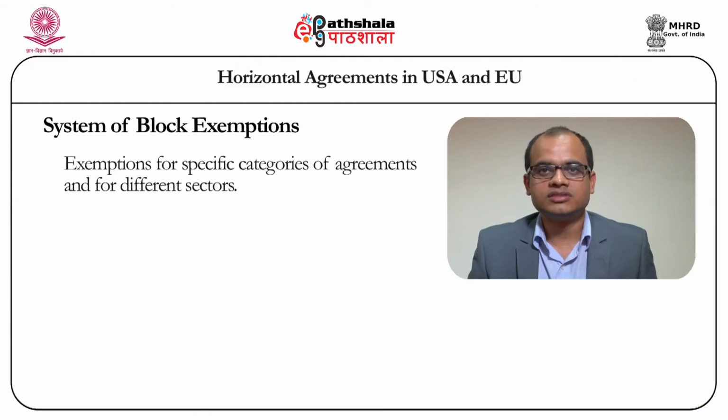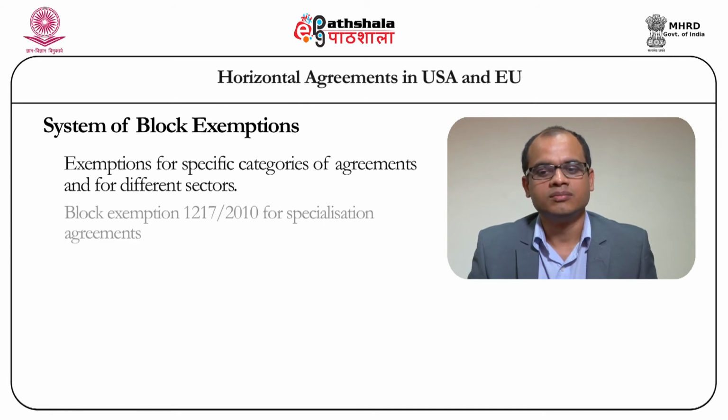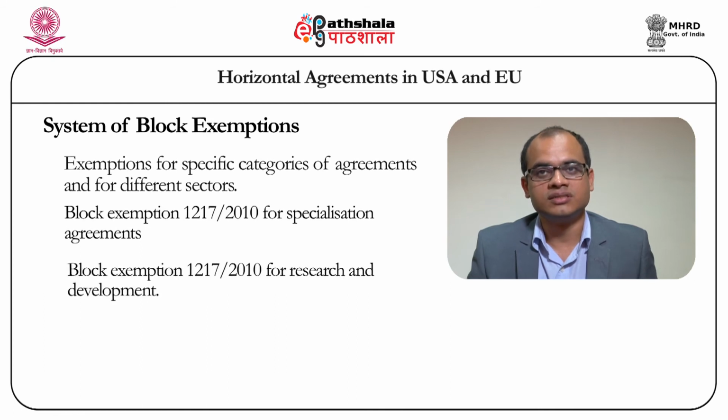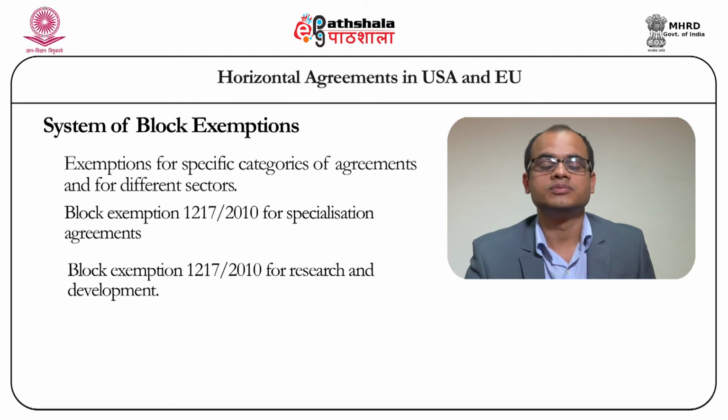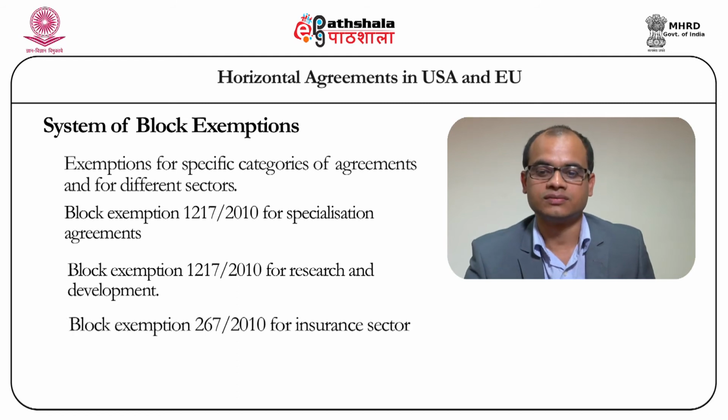So moving to the next thing, we will cover the system of block exemption, which is specific to the European Union. So there are specific exemptions for specific categories of agreements and specified sectors. These are generally called block exemptions. Such examples include block exemption for specialization agreements, block exemption for research and development, and it can be specifically for certain sectors also, like for the airline industry, or for the insurance sector also.